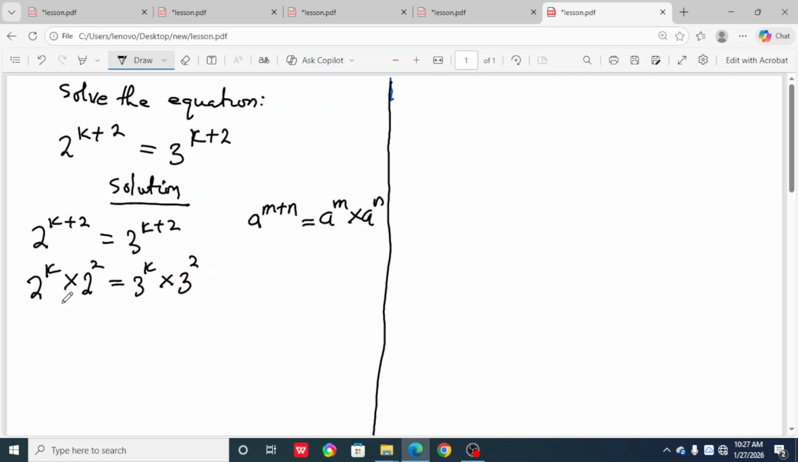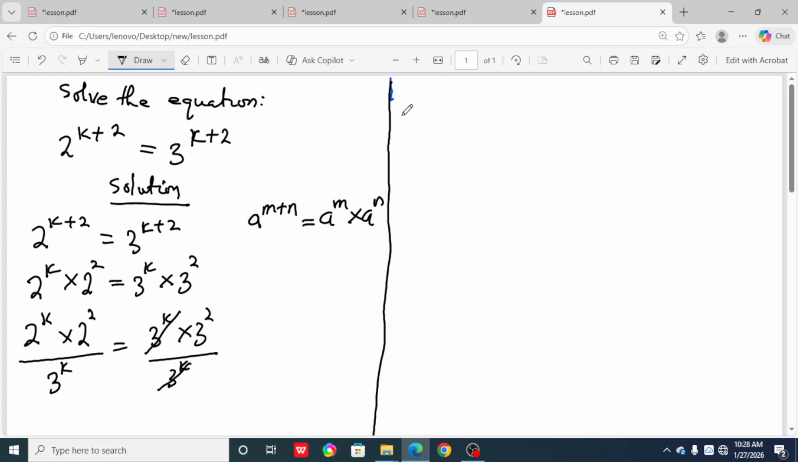So let's first of all divide both sides by 3 raised to power k so that this 3 raised to power k can come to this side. So that is the first thing we are going to do. So we have 3 raised to power k multiplied by 2 raised to power k multiplied by 2 raised to power 2, then divide both sides by 3 raised to power k. Then we now have 3 raised to power k multiplied by 3 raised to power 2 over 3 raised to power k.